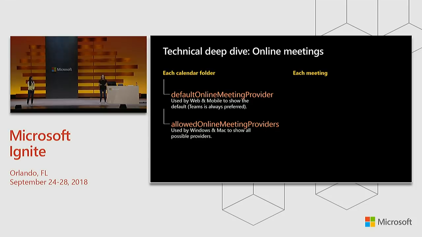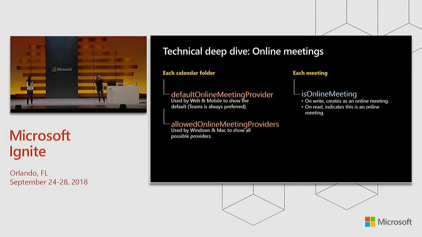So for clients like mobile and web, where you're only going to see one kind of create online meeting option, they'll use the default online meeting provider, which will always be Teams if the user is Teams enabled. And if they're enabled for both Skype and Teams on Windows and Mac, you'll be able to see all your allowed online meeting providers. So you could see one or both depending on what you as an admin have configured the users for. That tells the clients whether or not to show the options, which creates a much more consistent experience across all the Outlook clients.